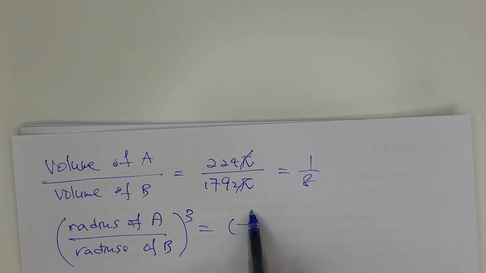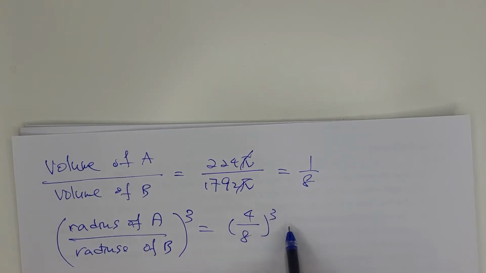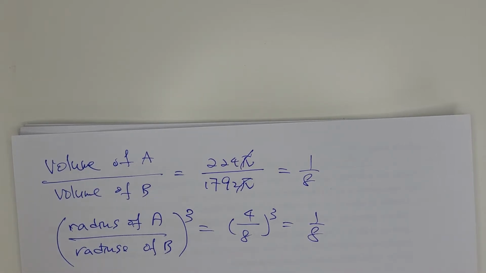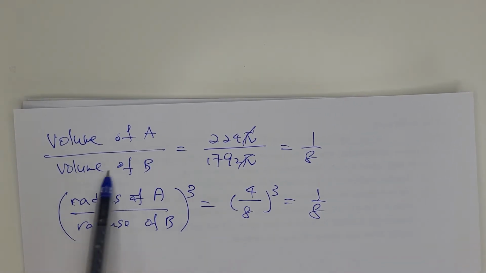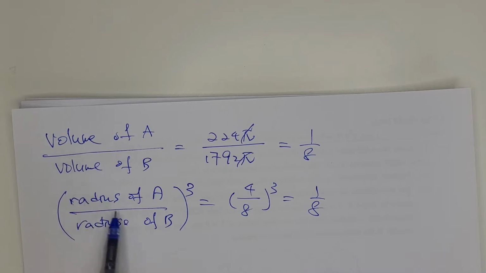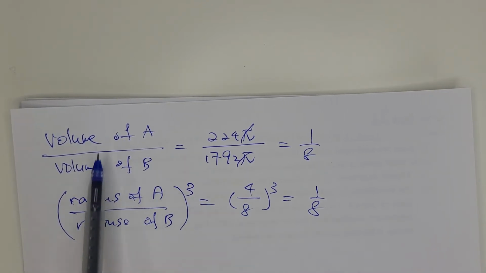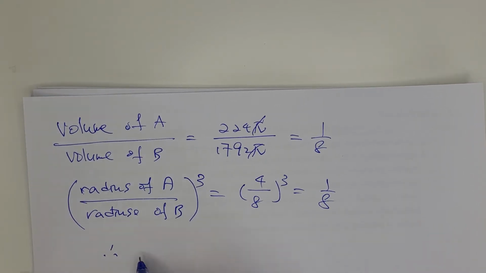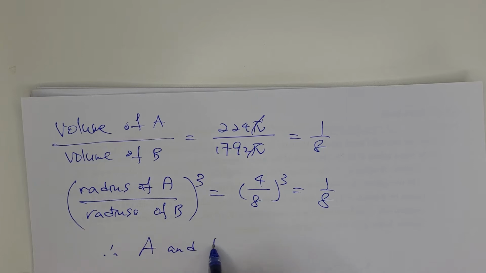Okay. So that is 4 over 8 and then bracket to the power 3. And luckily you will find it's 1 over 8 again. So you see that these two ratios are the same. The length ratio to the power 3 equals the volume ratio. Therefore, you can say A and B are similar.